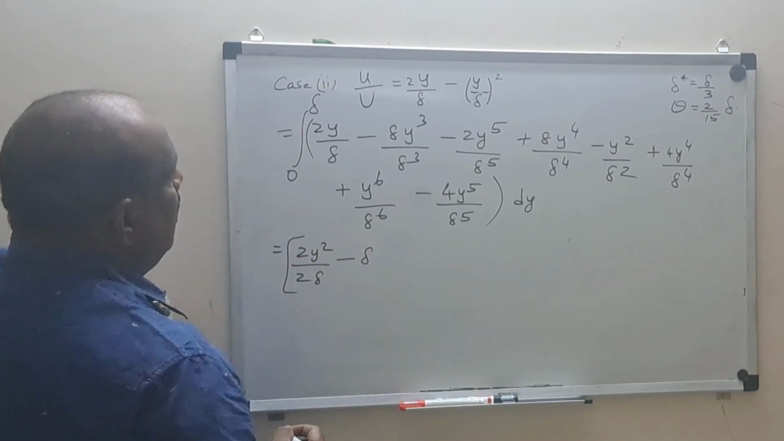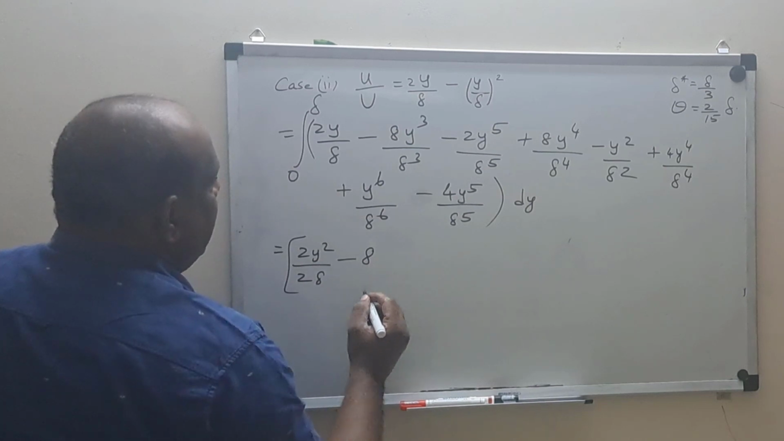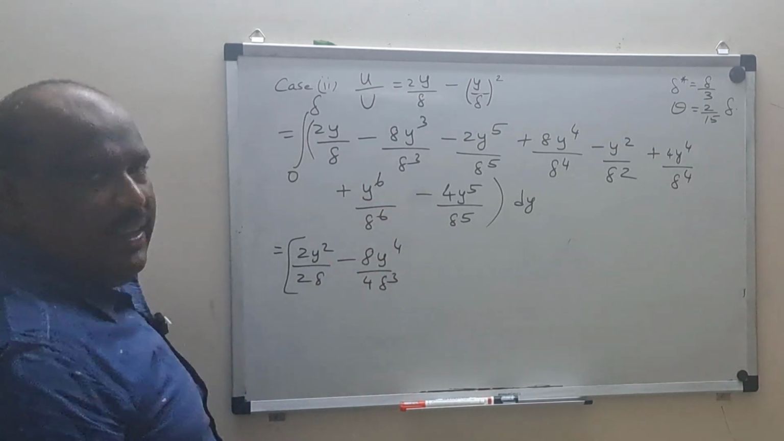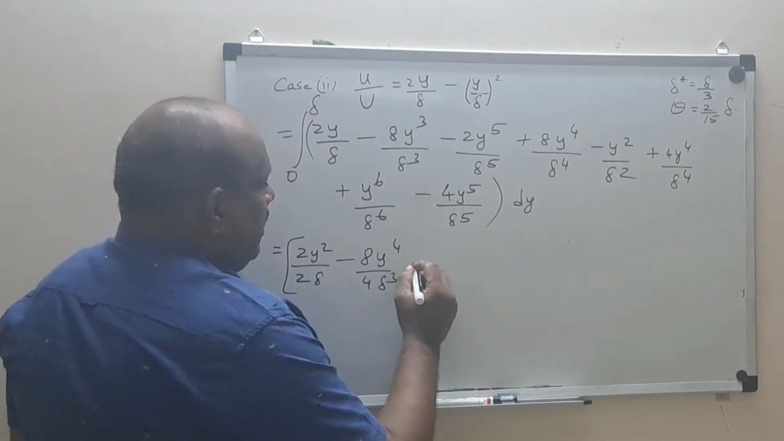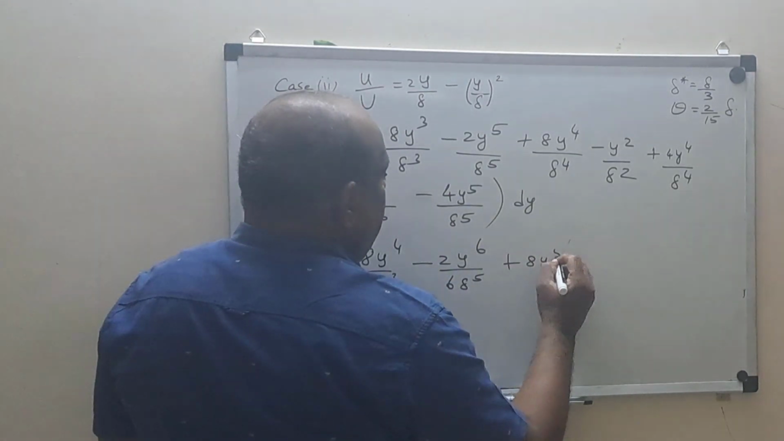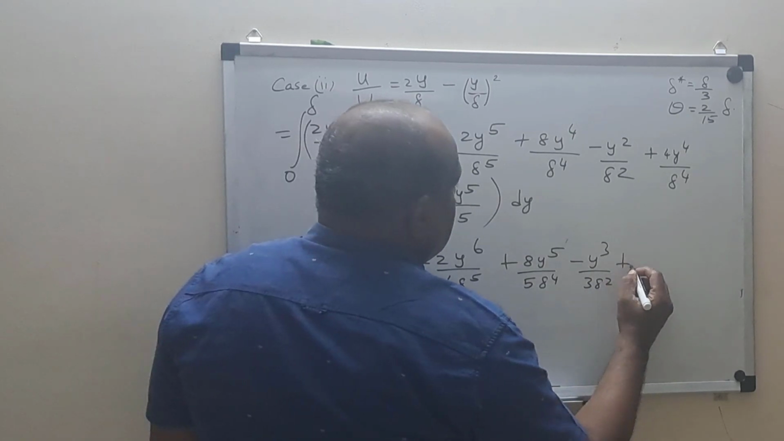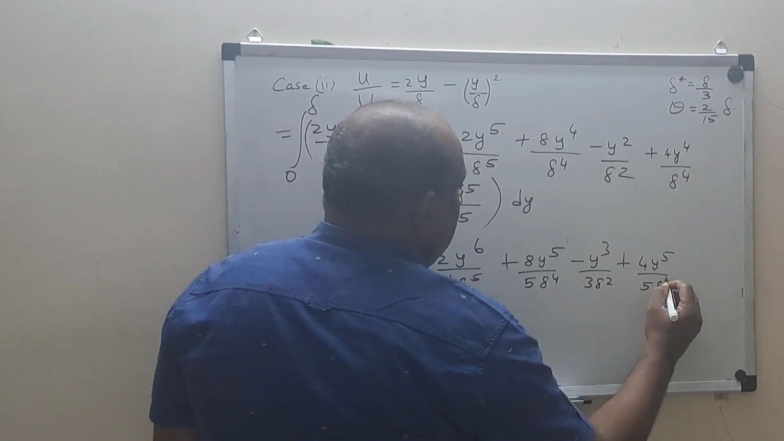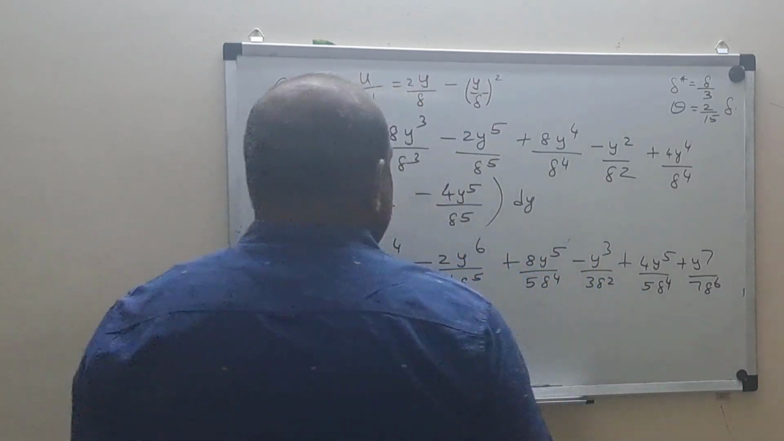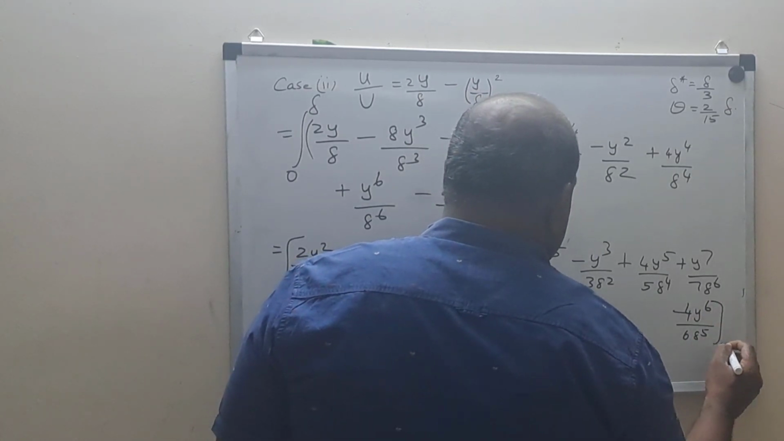Minus delta. It's not delta, it should be 8. 8y^4 by 4 delta cube, because delta will come only in the denominator as per this equation, minus 2y^6 by 6 delta^5 plus 8y^5 by 5 delta^4 minus y cube by 3 delta squared plus 4y^5 by 5 delta^4 plus y^7 by 7 delta^6 minus 4 into y^6 by 6 delta^5, to the limits 0 to delta.